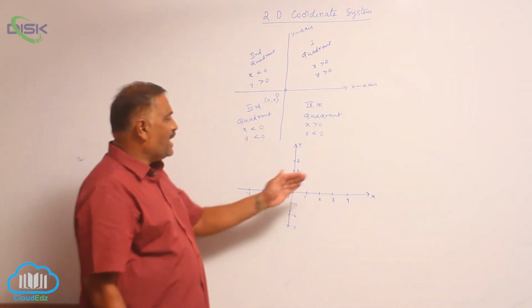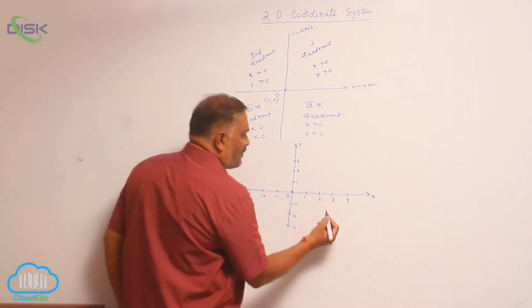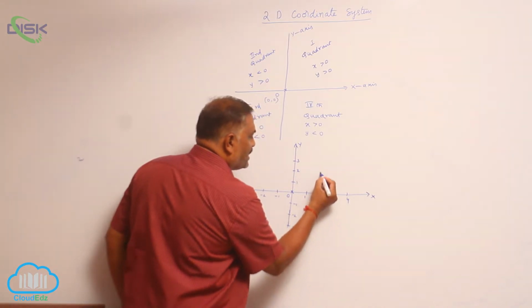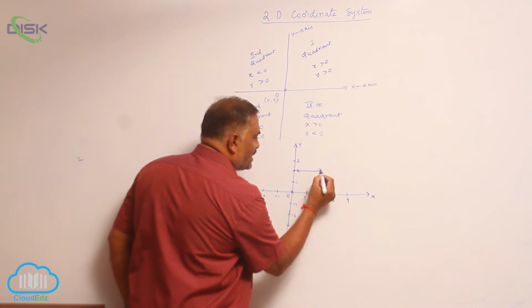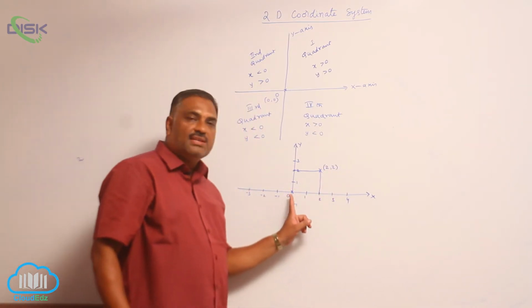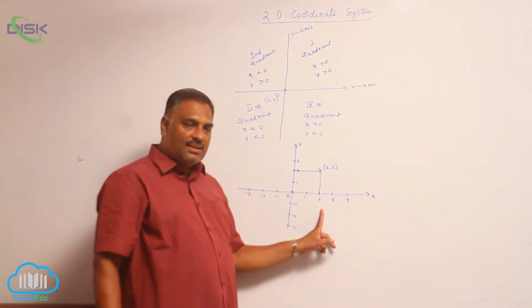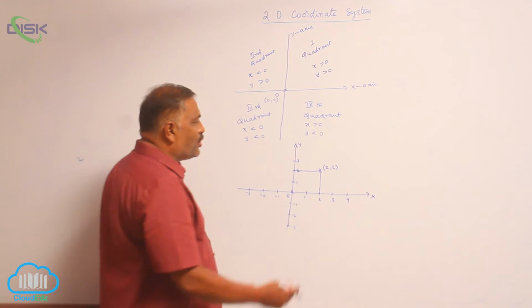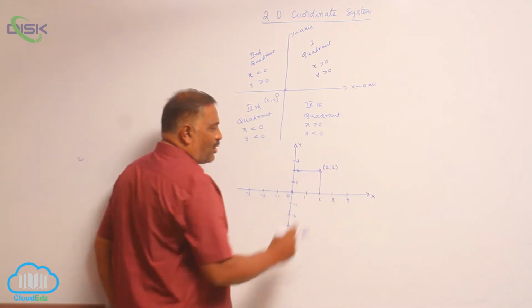Suppose you take any point P(x, y). Let us say you take one point here like this and like this, it is nothing but (2, 2), meaning it is at a distance of 2 units from the x-axis as well as 2 units from the y-axis. So both are having positive coordinates.